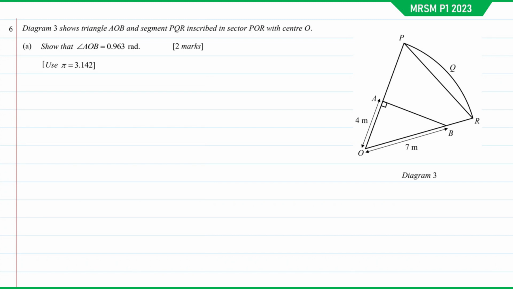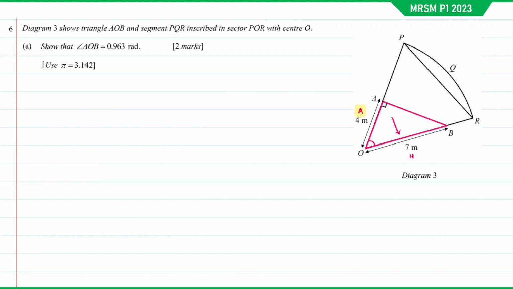Question number 6. Diagram 3 shows triangle AOB and segment PQR inscribed in sector POR with center O. (a) Show that the angle AOB is equal to 0.963 radian. So the angle AOB is located here. The triangle AOB is a right angle triangle. This 7 meter is opposite the 90 degree here, so this is going to be the hypotenuse. And the 4 meter here is the adjacent side.